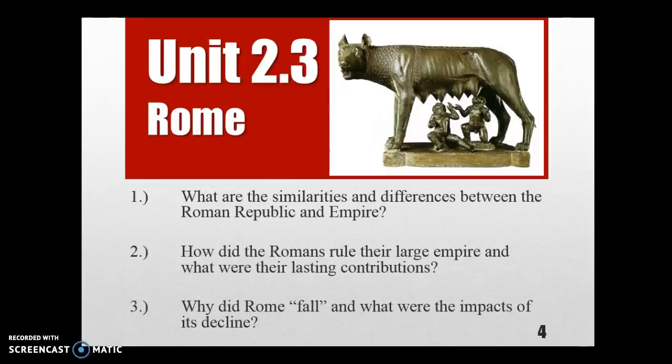Today we will be studying Unit 2.3, Rome. Our key questions today are the similarities and differences between the Roman Republic and the Roman Empire, how the Romans ruled their large empire and what were their lasting contributions, and why did Rome fall, and what were the impacts of its decline.